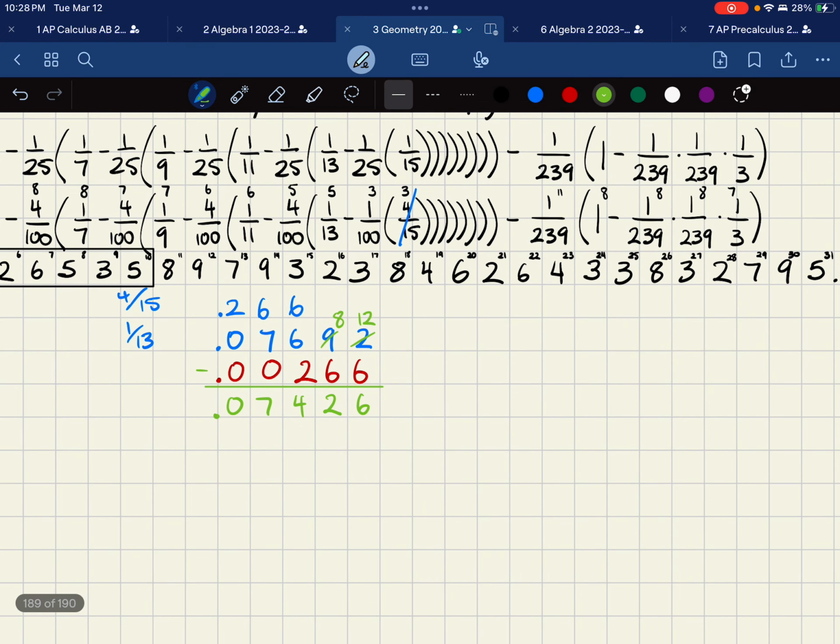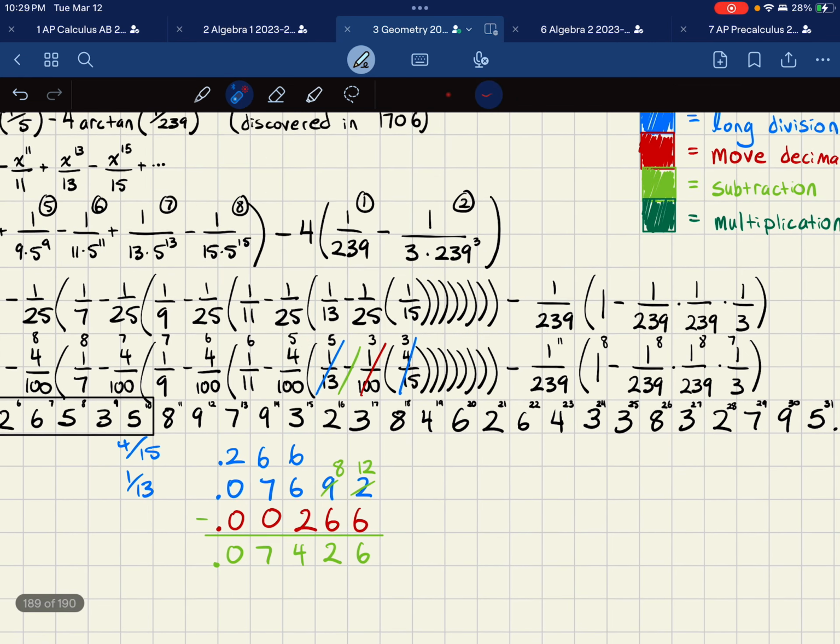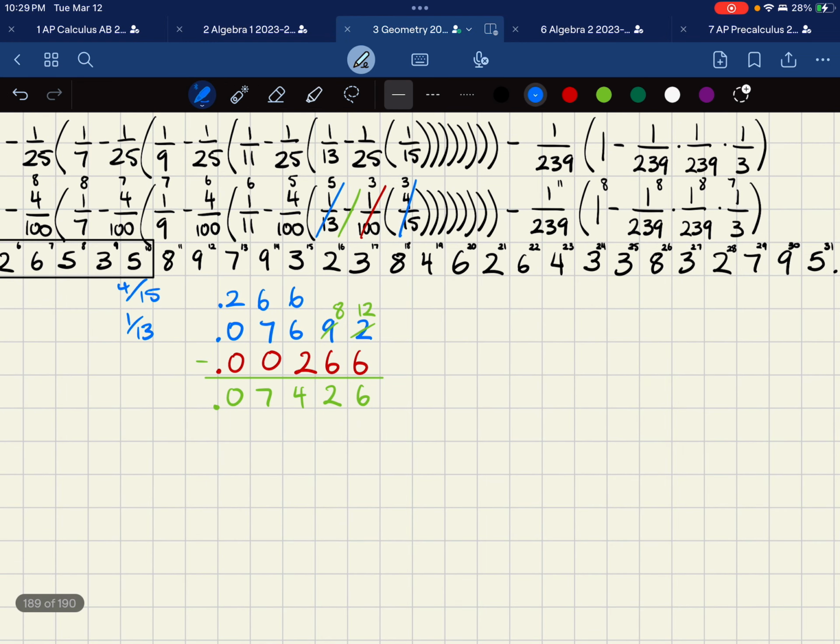From here, I have now completed the following steps. I've done 1/13, subtracting that. The subtraction happened right there. I did the subtraction and I did the long division. Okay, so the next step is we want to multiply by 4. Multiplication is going to be dark green. So this number is going to be multiplied by 4.